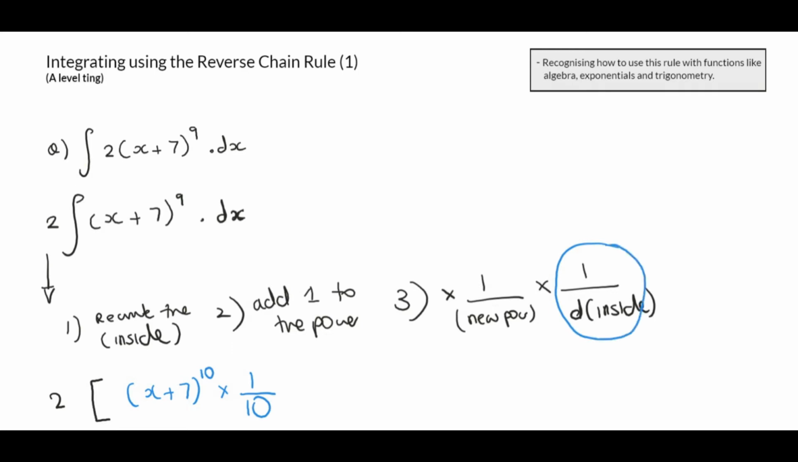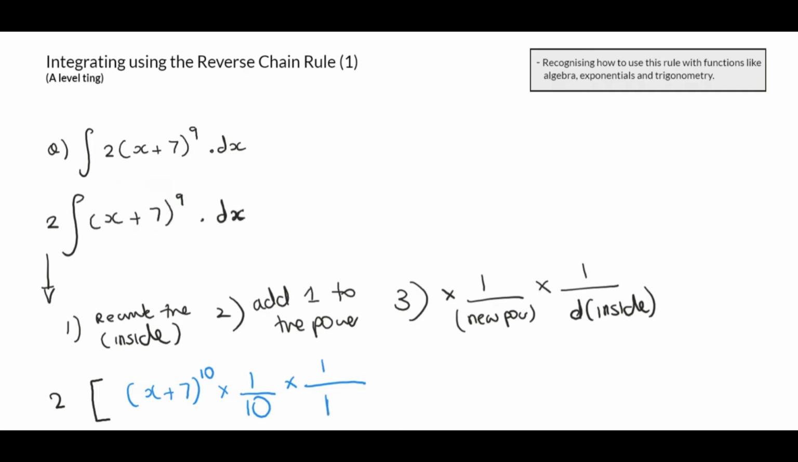This next step is telling me times by 1 over the derivative of the inside. Now listen. What happens when I differentiate this? So remember, this is inside the brackets here. So this is the inside. What happens if I differentiate x plus 7? Now listen, if you don't know the answer to this, I'm going to have to come there and give you the one happy slappy. If you differentiate x plus 7, it's going to give you 1. So I just times by 1 like this.